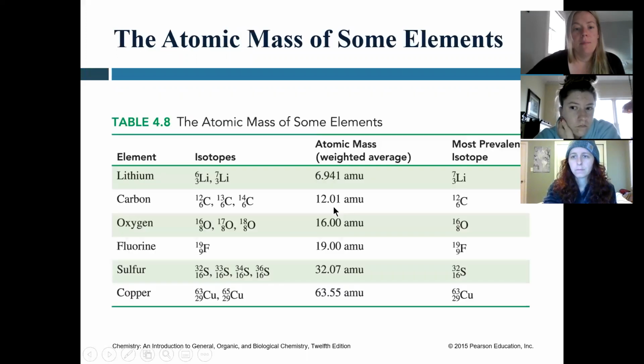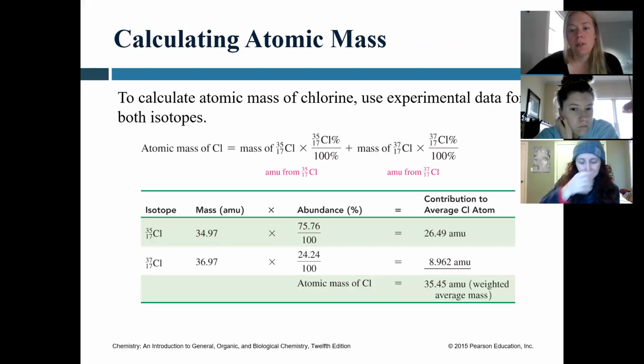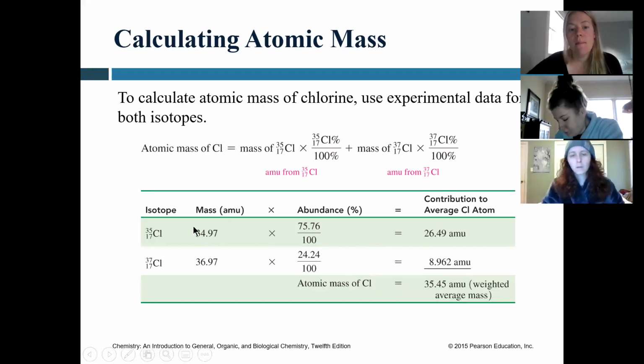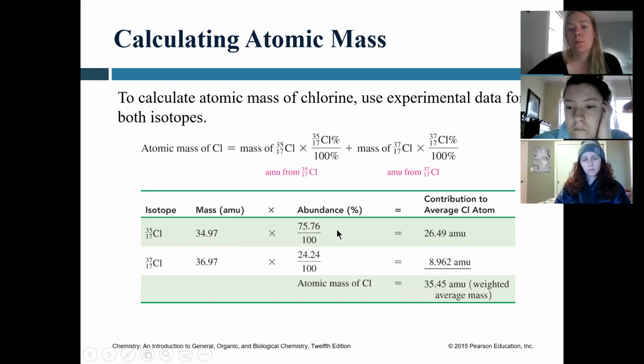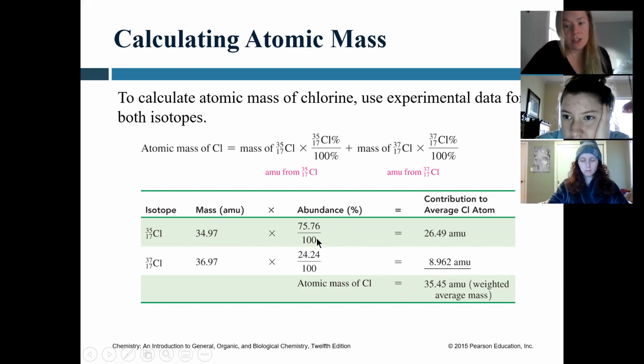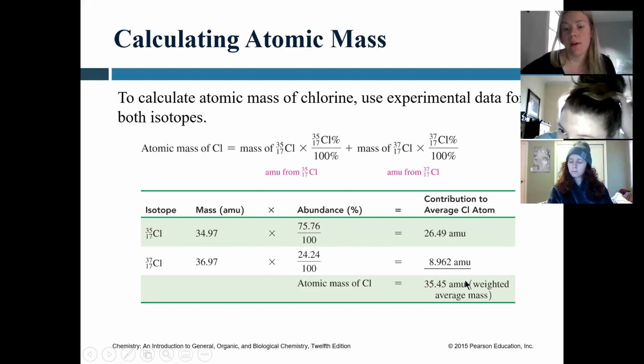And so we had this formula that we sort of followed, where we take the mass and we multiply it by its abundance divided by 100, so get it out of percentage. And then we add each of those individual contributions together.